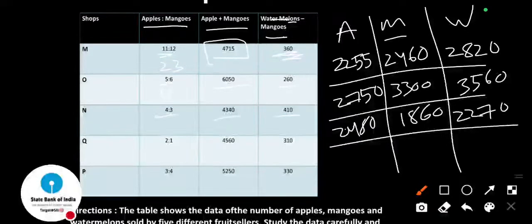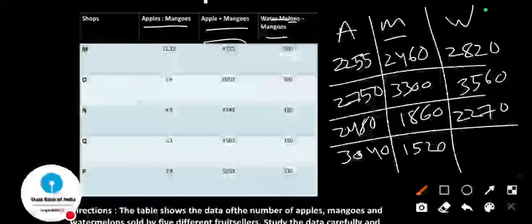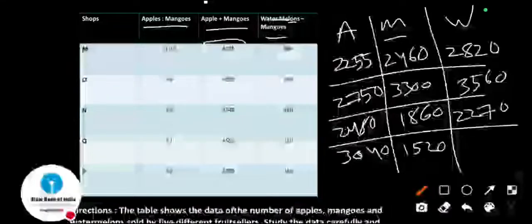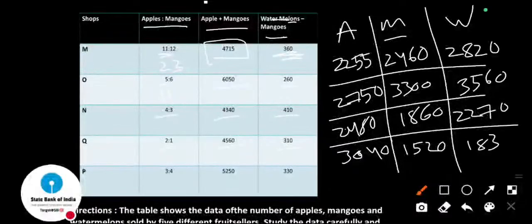Next one, this is 3 parts. 3 parts value is 4560, which means one part value will be 1520. So 1520 into 2 is 3040. Next, one part value, we got 1520. It is what we got previously. Here we have 310. Adding 310 to this one, we get the watermelons value. So the value will be 1830.